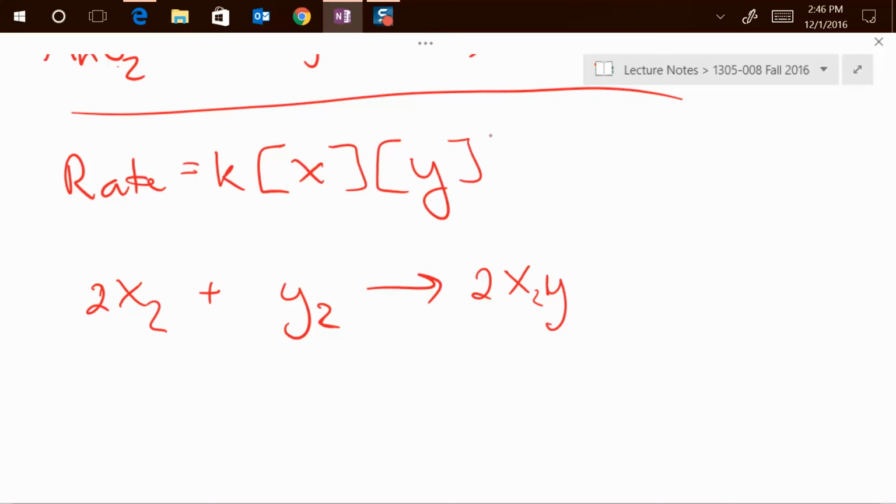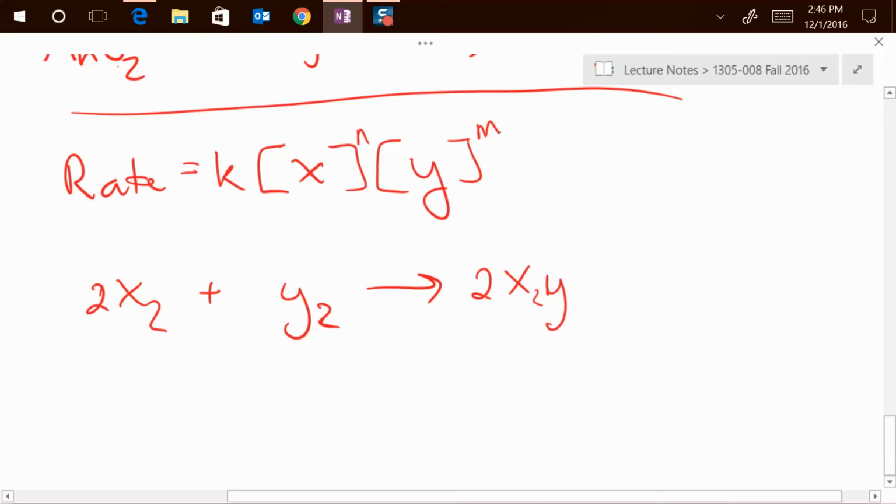Rate is only affected by the products, or sorry, the reactants, because I haven't even formed this. So I'm just going one way. What is the rate of this reaction? So this is what's affecting the rate. So rate is equal to my rate constant times the concentration of X and Y raised to the orders of N and M.